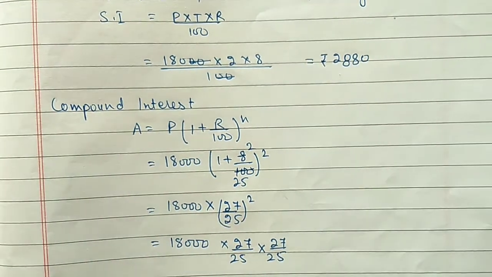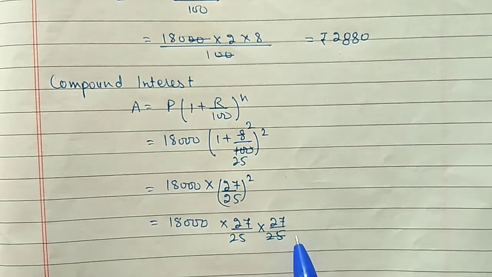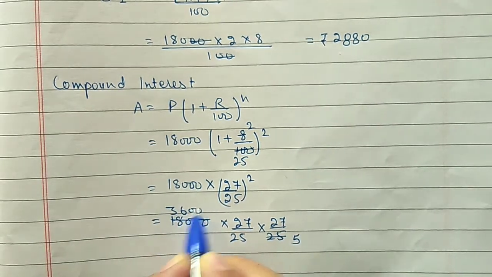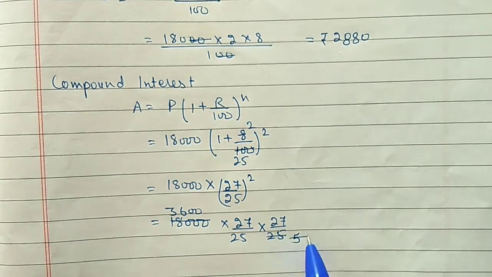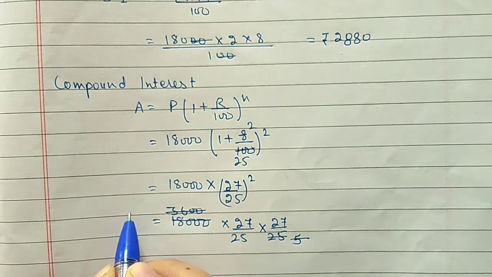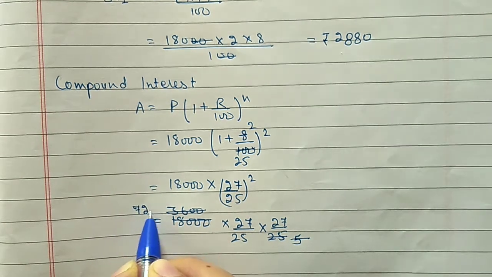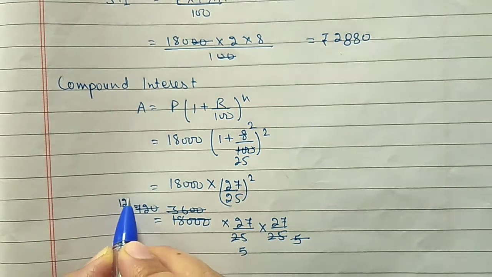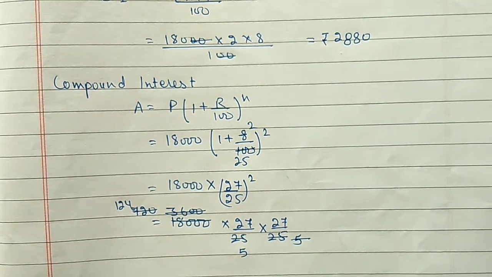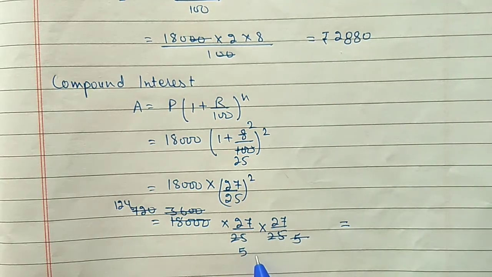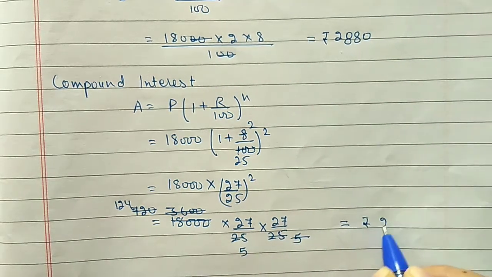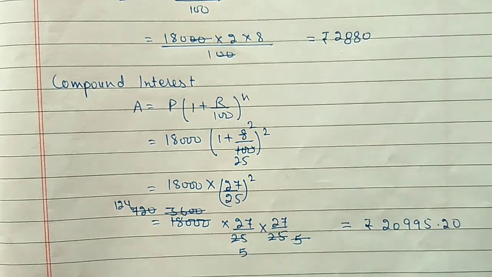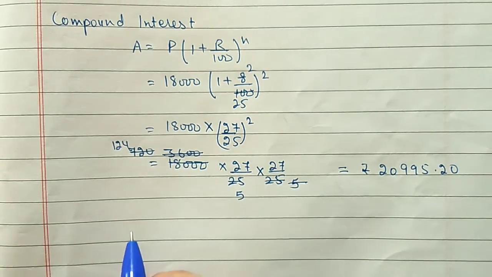You can cancel it with the 5 table. Five fives are 25, 5 threes are 15, and again 2 zeros. Again we can cancel with 5. After this you have to multiply and divide with 5, then you will get amount is equal to 20,995 rupees 20 paise. Now we'll find out the compound interest.